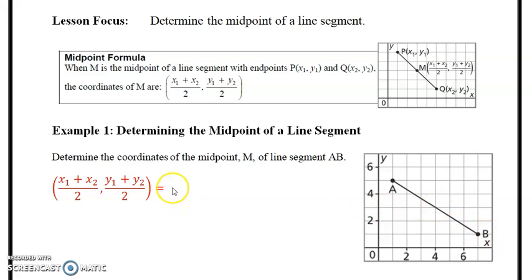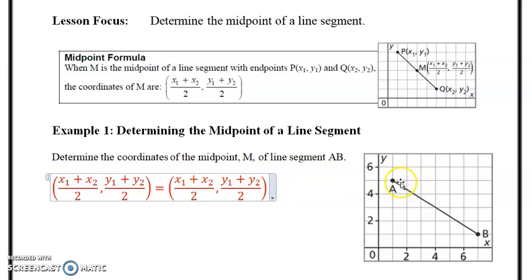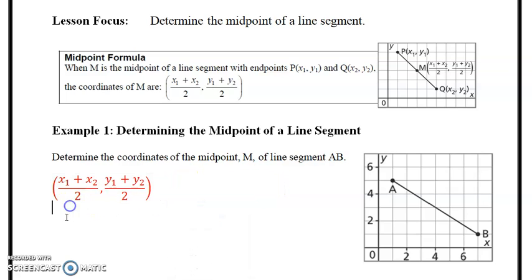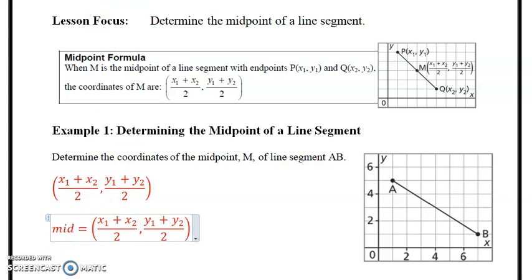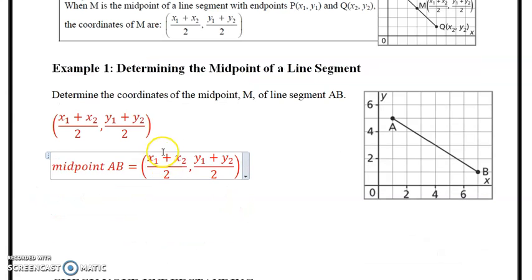So that's what we're going to be calculating here. The coordinates of M are going to be equal to that. So what we'll do is plug in our formulas and calculate those. It doesn't matter which one you pick first. Like I said, I usually use the point to the farthest left. So that's how I calculate it. I'll put it underneath here: the midpoint of AB is equal to, and then we just plug our values in.